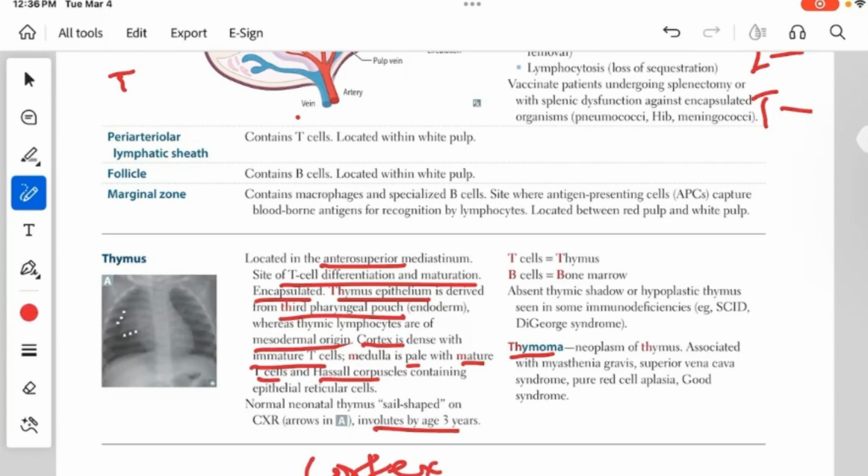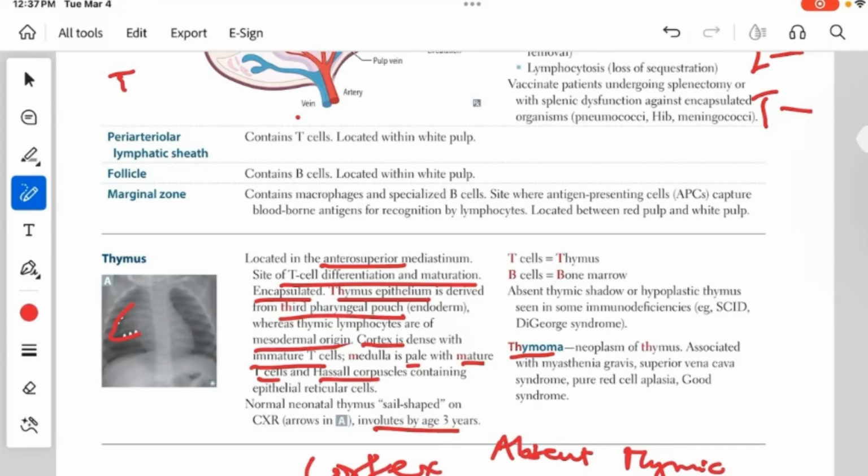The normal thymus is sail shaped, and you can see that on chest X-rays. This is important because you may get a question where they say you have a child younger than 3 where the thymic shadow is absent. So if you hear absent thymic shadow, that tells you that something is wrong with the thymus.